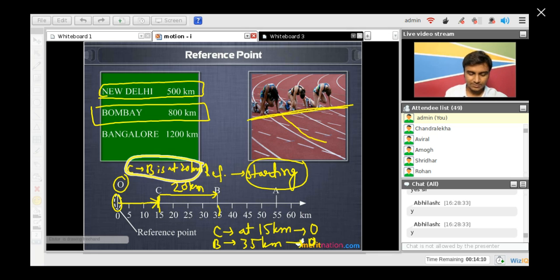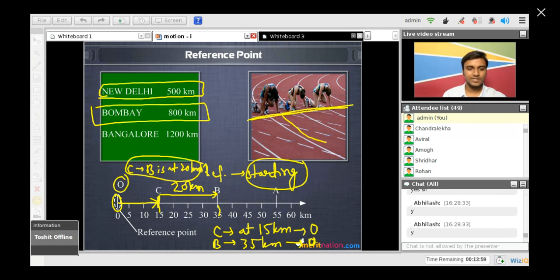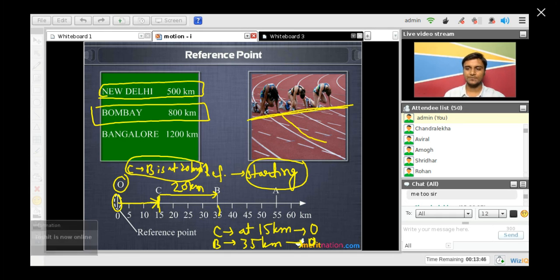So you can take any reference point, okay, but you have to check what the distance of the point is from that reference point. The reference point is the point from where the distance is measured, which is taken as 0. The reference point is always taken as 0. Okay, accordingly we will measure the distance. Is it clear to every one of you? Reference point, it's very easy, right? All right.